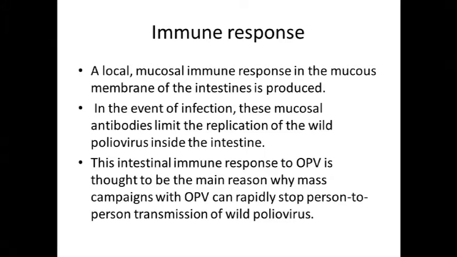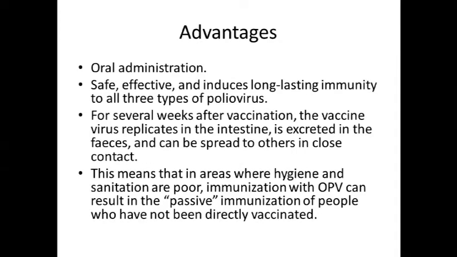And once they limit this replication, the transmission or the spread of this virus to the nervous system is automatically curtailed. Now, this response to the oral polio vaccine, the intestinal response, is thought to be the main reason why we can rapidly stop person-to-person transmission of wild polio virus.